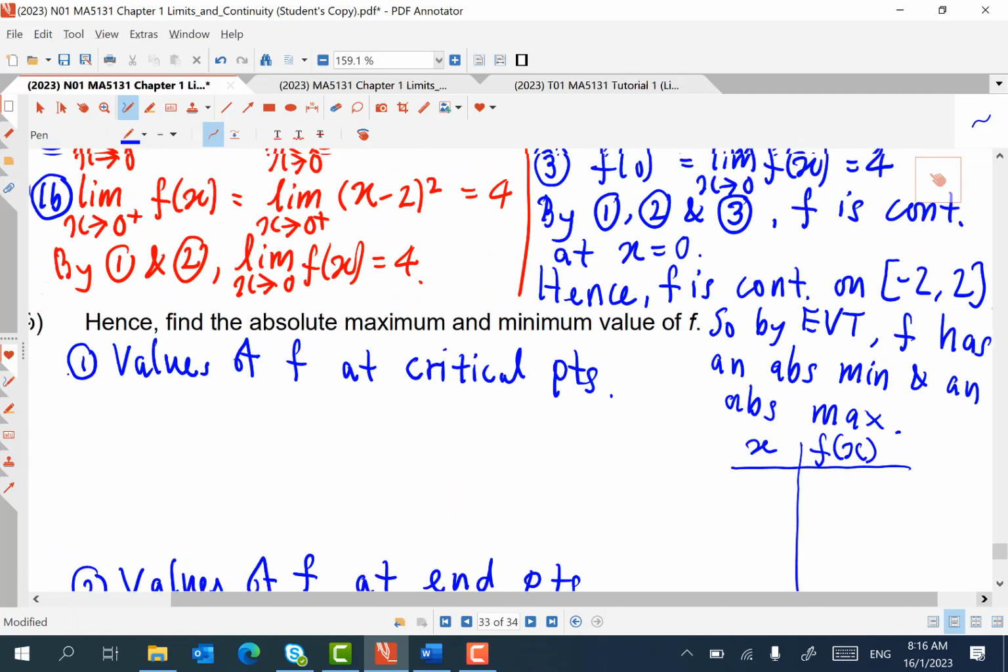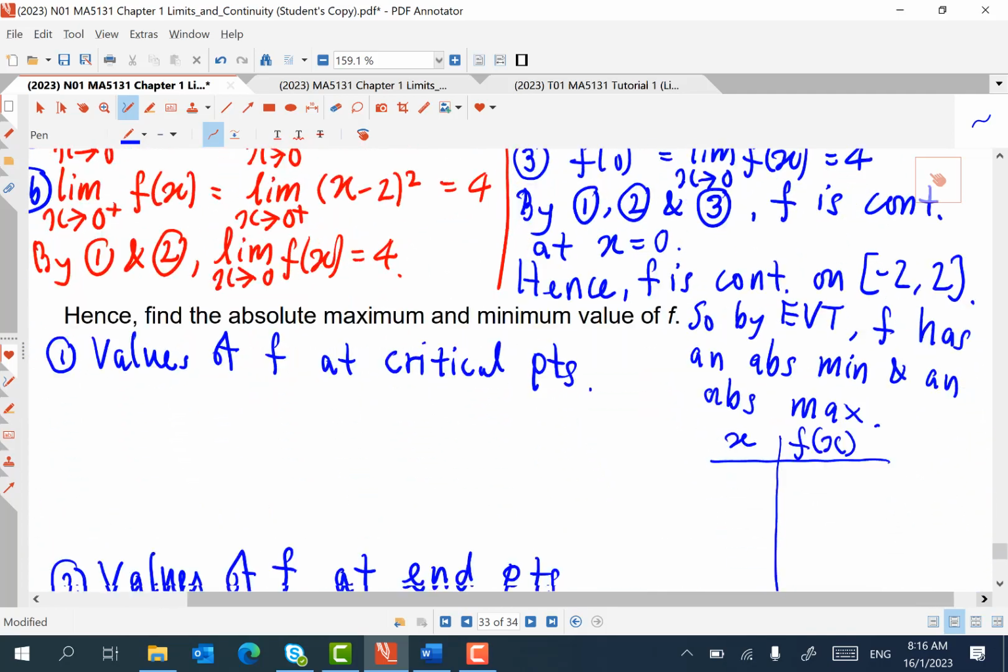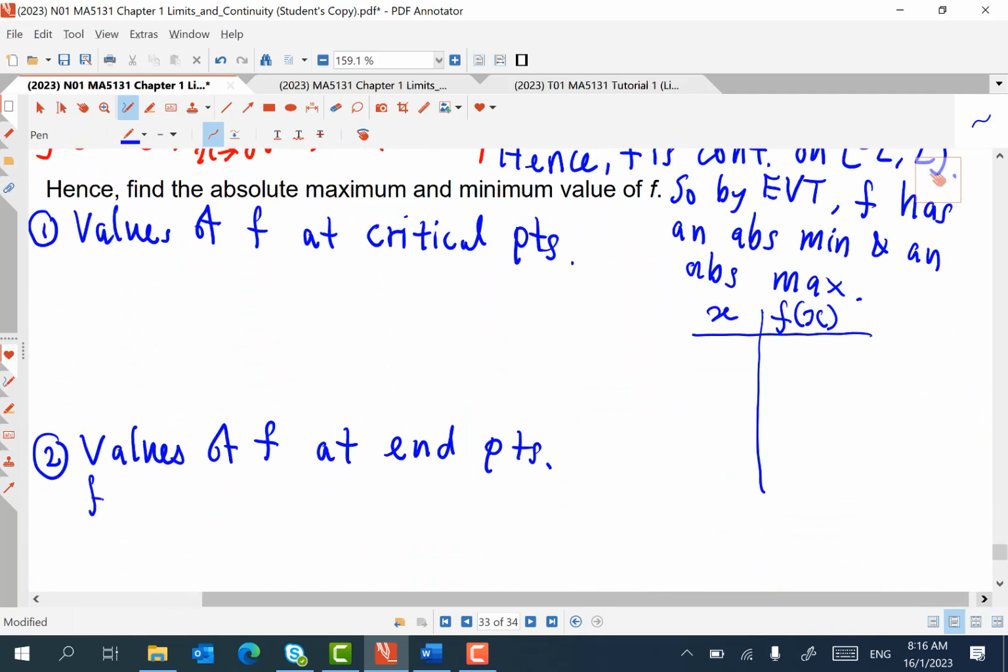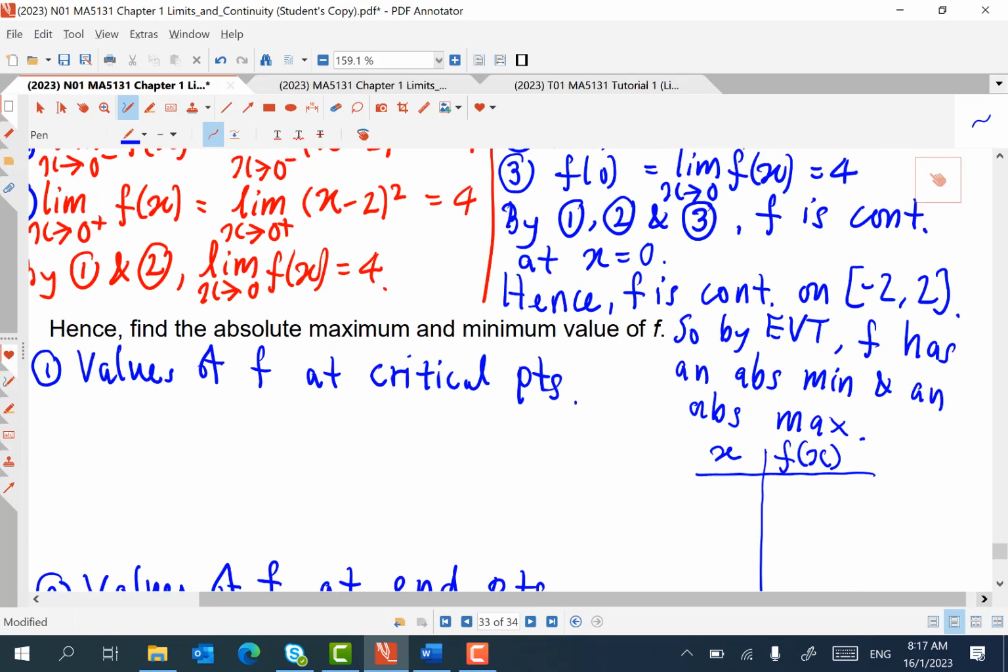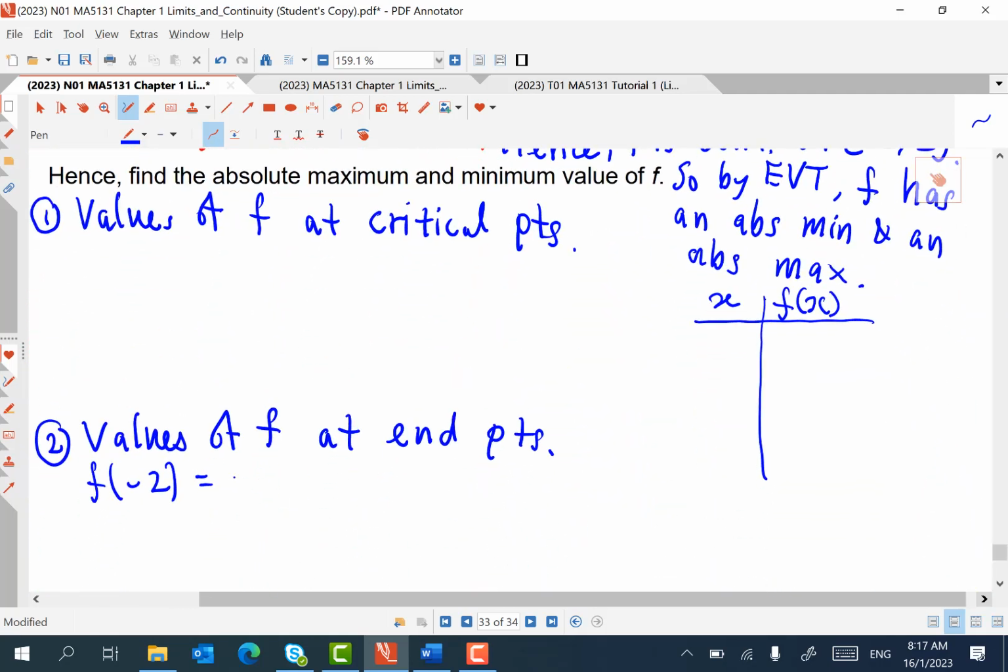So in this function, you look back. Okay, let's do the endpoints first. Endpoints are the easiest. The endpoints are f of minus 2 and f of 2. So f of minus 2: x is minus 2, so it is actually minus 2. Then f of 2.